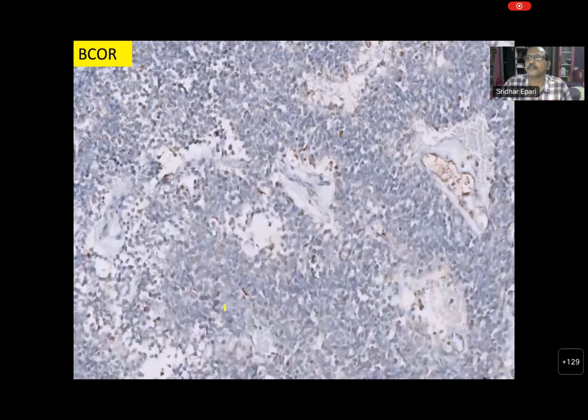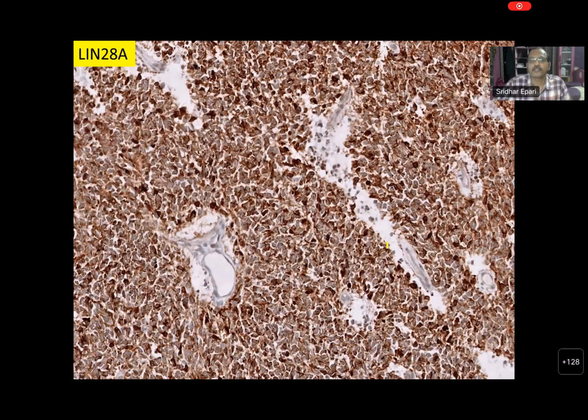You can do LIN28. But before that, you can do other markers like BCOR, as a BCOR altered tumor is also an embryonal tumor. You can see not very few cells, not a strong diffuse staining. So BCOR is also negative. So that brings you to LIN28. What is LIN28 here?